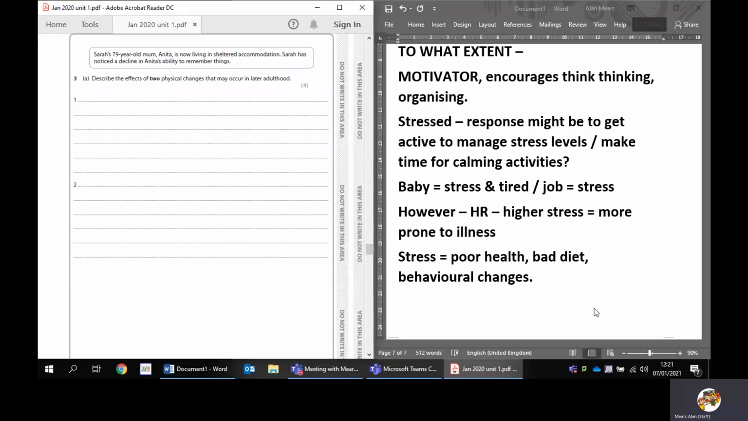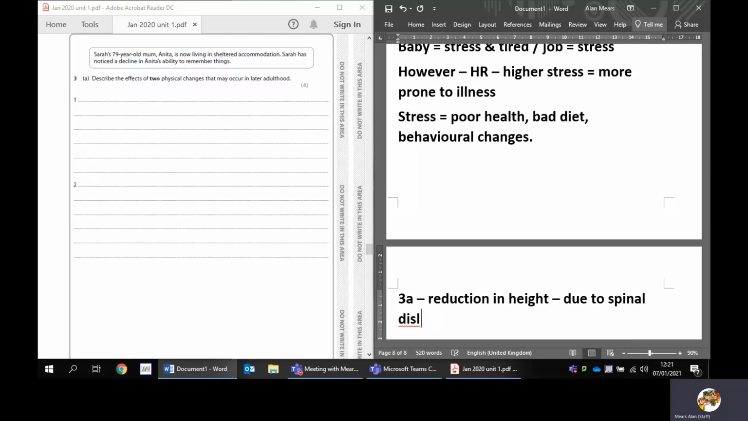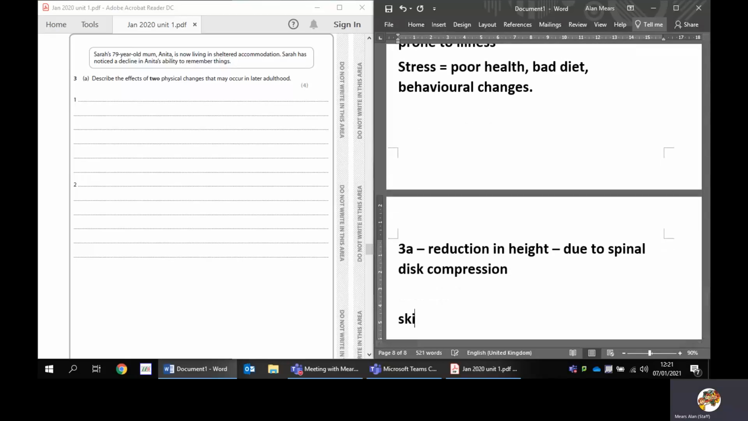So section 3. What we have here is: describe 2 effects of physical changes that occur in later adulthood. So nice and easy one here. So reduction in height, due to spinal disc compression, skin loses elasticity, causing wrinkles.